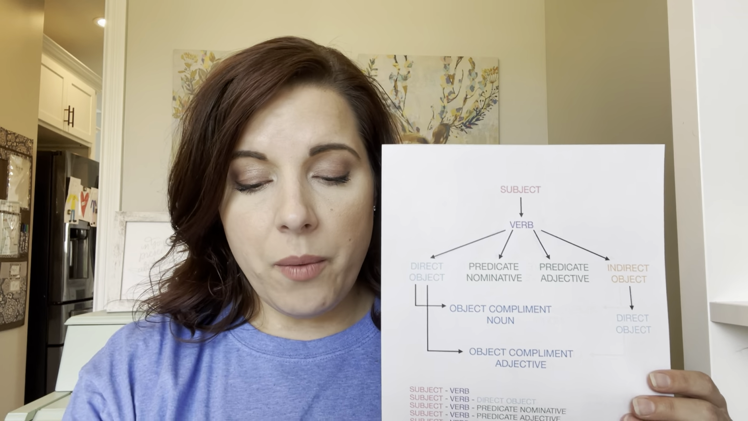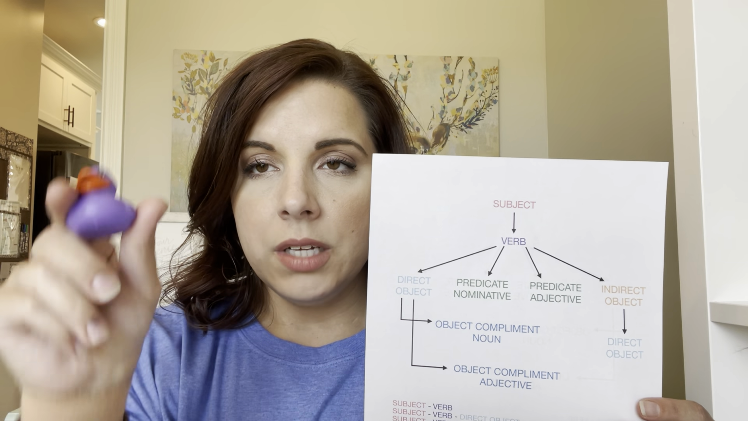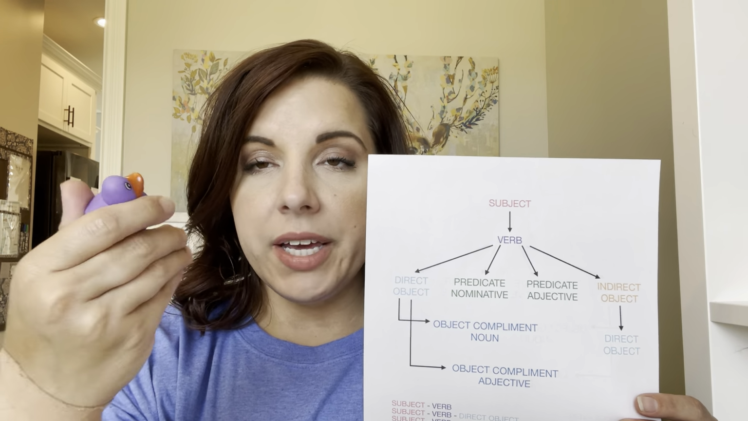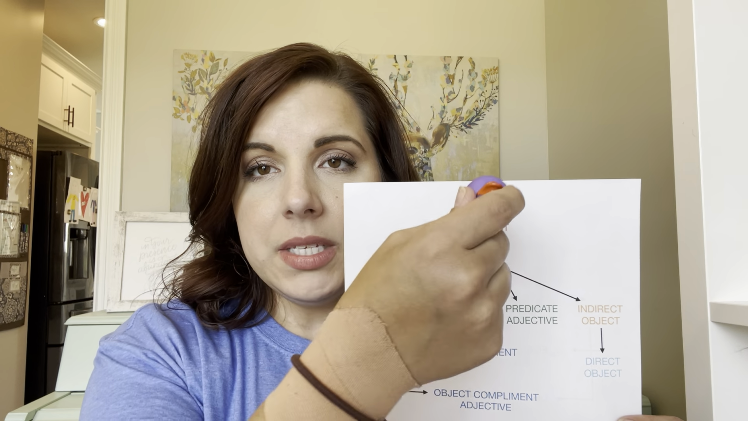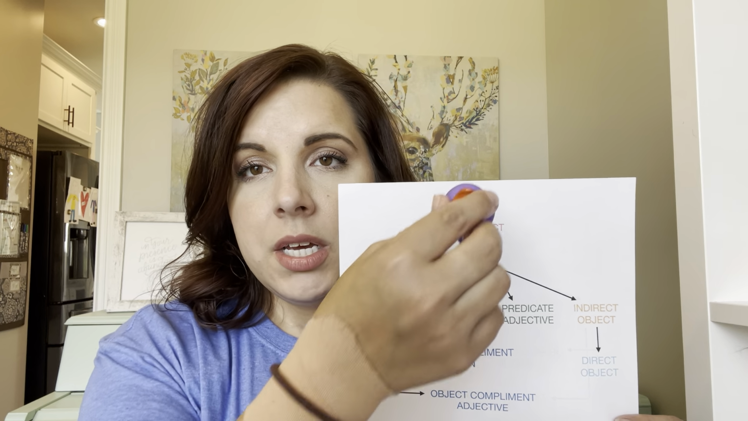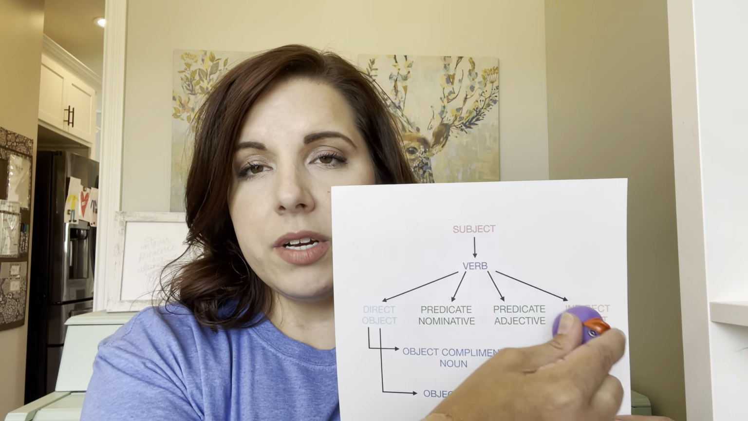So anyway, what we did is we played duck hopscotch. I have these little rubber duckies and they're all different colors. You can use any kind of little figurine, whatever you want to do. We went subject, verb. Then subject, verb, direct object. Subject, verb, indirect object, direct object. And we went through all the different patterns that way.